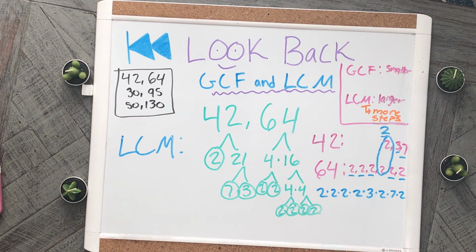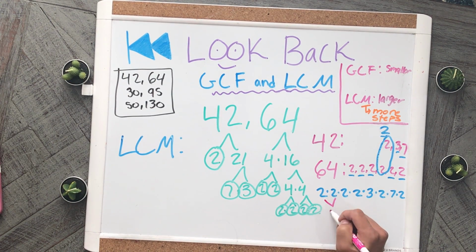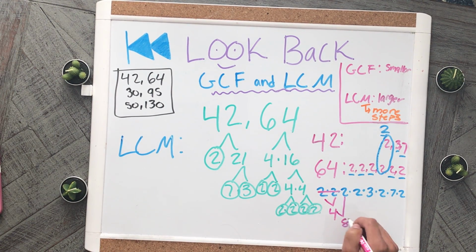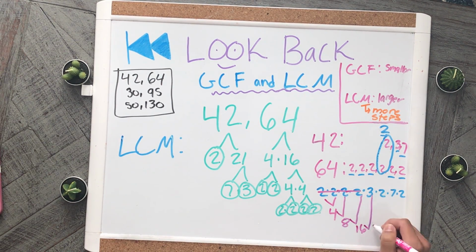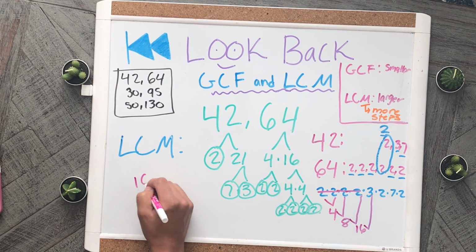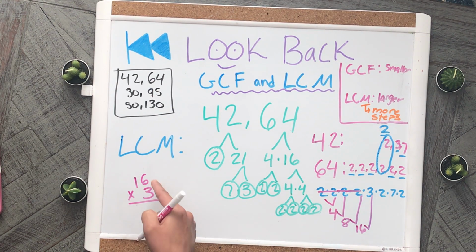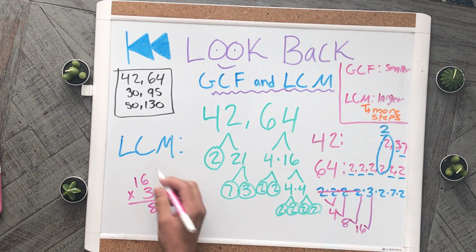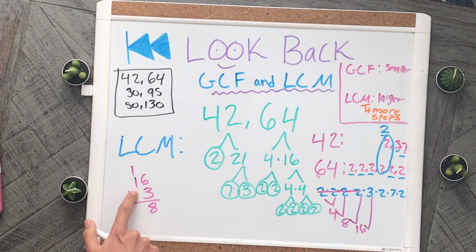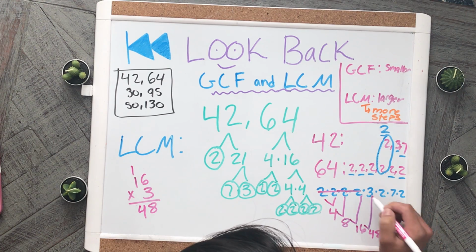So when we multiply all of these, let me switch colors right quick. We have 2 times 2 is 4. 4 times 2 is 8. 8 times 2 is 16. 16 times 3, let's see, 16 times 3. 6 times 3 is 18. Put your 8, carry your 1. 3 times 1 is 3, plus 1 is 4. So that means this is 48.